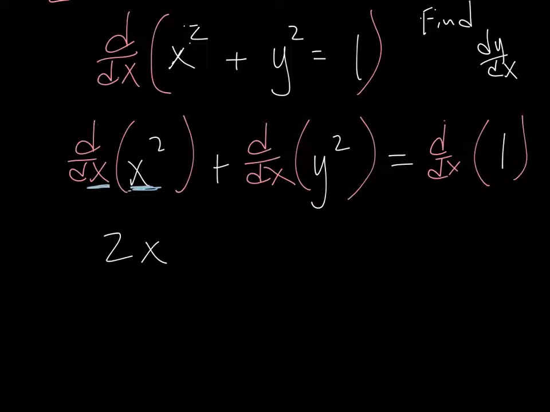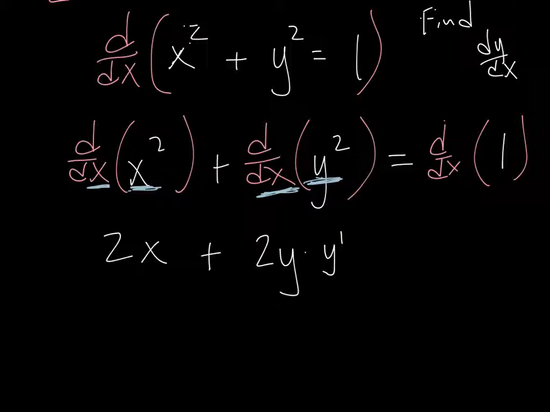Now, if I take the derivative with respect to x of y squared, the x and the y do not match. So here's the rule of thumb: we have to use the chain rule here. I'm going to take my normal derivative, so I get plus 2y, but then I have to multiply by y prime. These do not match. I'm considering y to be a function.